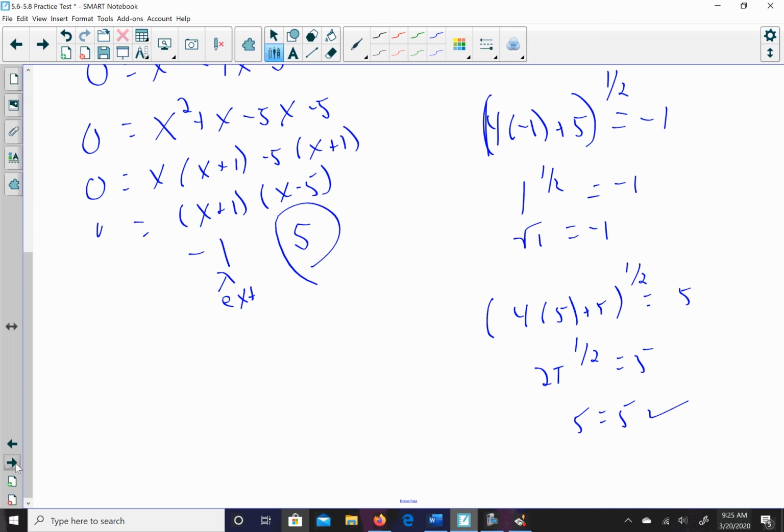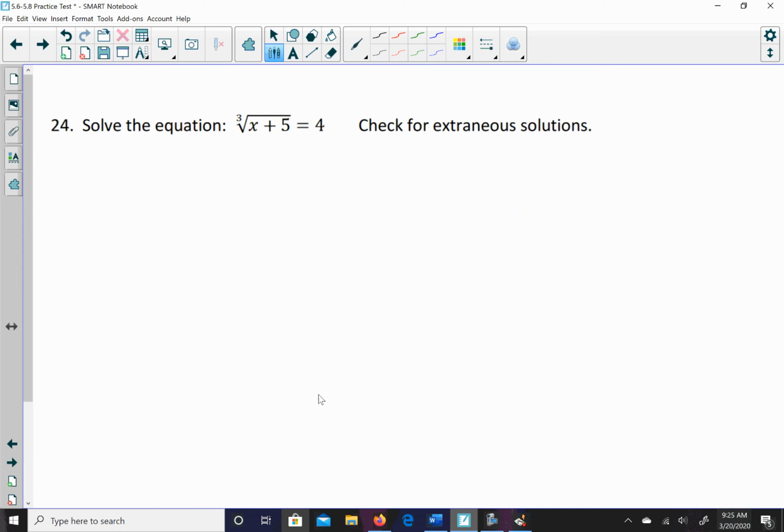Okay, the next one. I have the cubed root of x plus 5 is equal to 4. Again, I'm going to raise both sides to the 3rd power. When I do that, I get x plus 5, and then 4 raised to the 3rd power is 64. Subtract 5 from both sides, and I get 59.